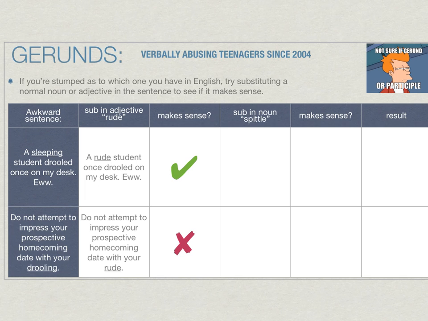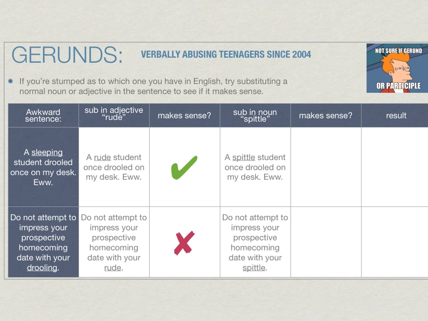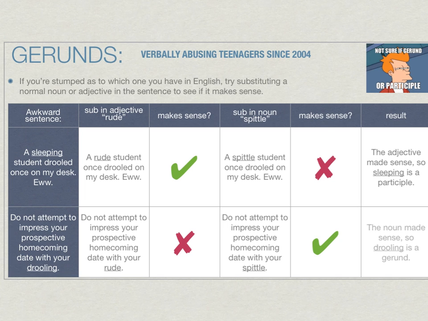We'll use the noun spittle. A spittle student once drooled on my desk. Ew. Do not attempt to impress your prospective homecoming date with your spittle. Again, clearly, that first sentence didn't make very much sense. What's a spittle student? The second sentence did make sense. With your spittle is a reasonable phrase. So the result then is that sleeping is an adjective, therefore it's also a participle. But drooling, the way we used it, was a noun, and therefore it's a gerund. All right, I hope that makes you feel a little bit better about gerunds in English.